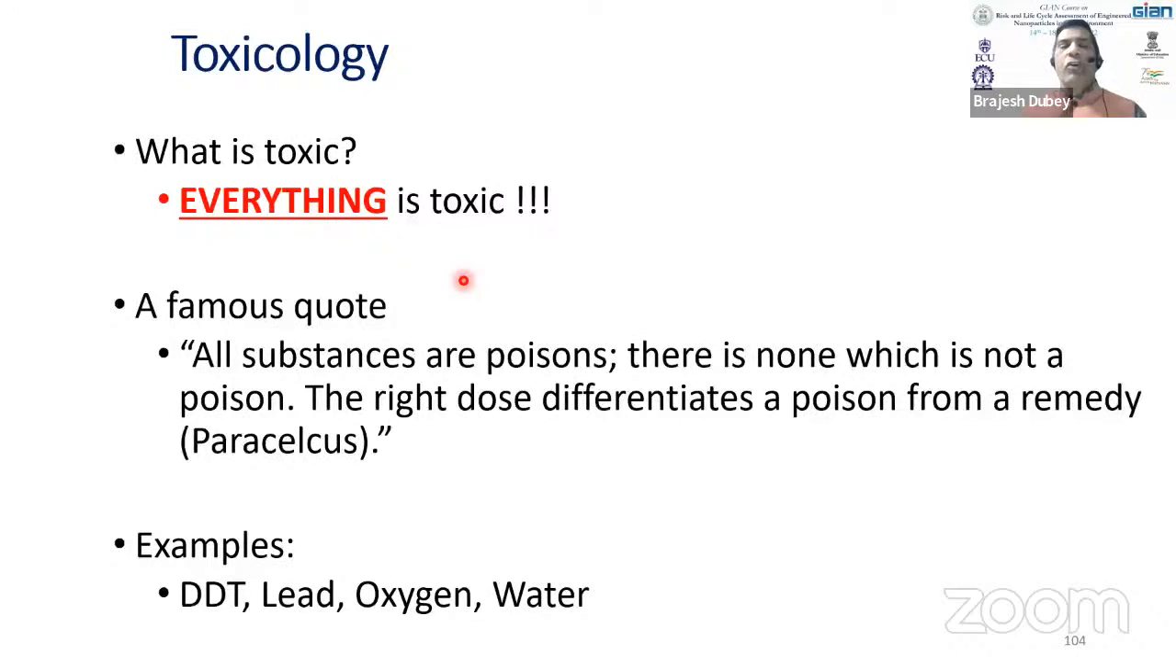So what is toxic? Everything is toxic to a certain extent. A famous quote is that all substances are poisons. There is none which is not a poison. The right dose differentiates a poison from a remedy. So even water is a poison if you consume too much of it. Too much oxygen is a poison. If you have too much free oxygen radical in your system, that also damages your flesh. It starts getting oxidized. So that's also a problem. And of course, we have DDT, lead, and other things that are problems too.